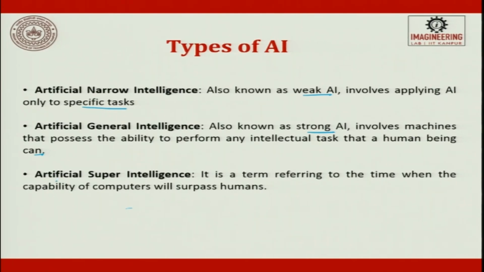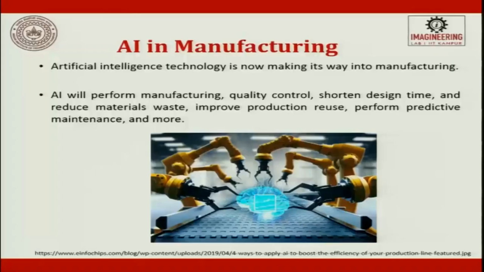Then we have artificial super intelligence. It is a term referring to the time when the capability of computers will surpass human beings. When you have huge storage space and a huge processor, those systems are called artificial super intelligence, where you have so much ground data to be processed, so many satellite images to be processed, you need artificial super intelligence.